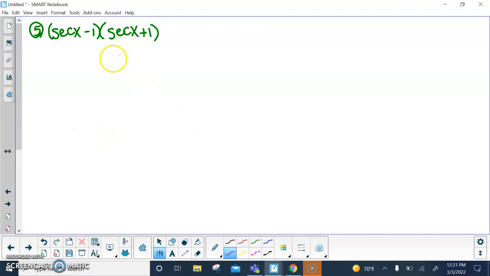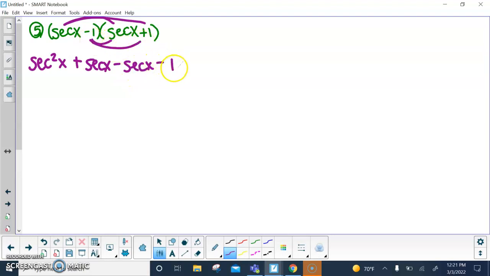So sometimes when you simplify these trig functions or trig expressions, you may have to multiply or factor. In this specific example in number 5, you've got two binomials that are being multiplied together. So what you want to do is your double distribution. Secant times secant gives us secant squared of x. Then secant times your 1 is plus secant of x. Then distribute the negative 1, so that's a negative secant of x, and then negative 1 times 1 is a negative 1.